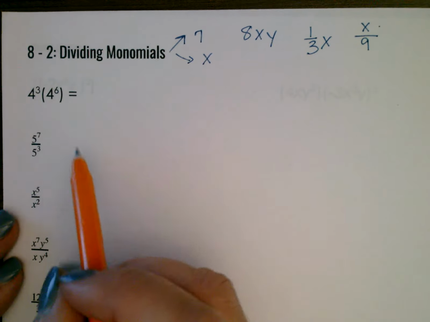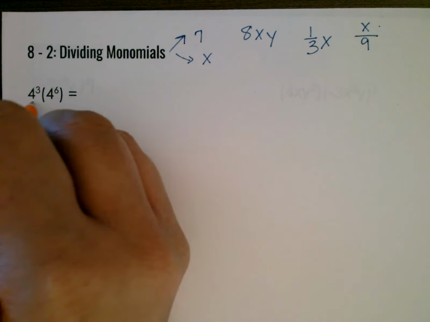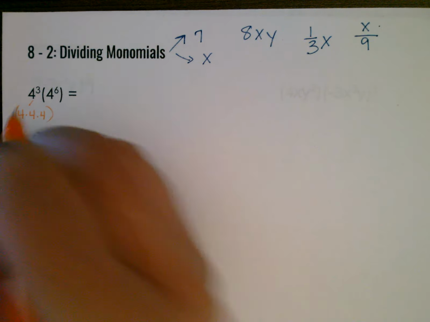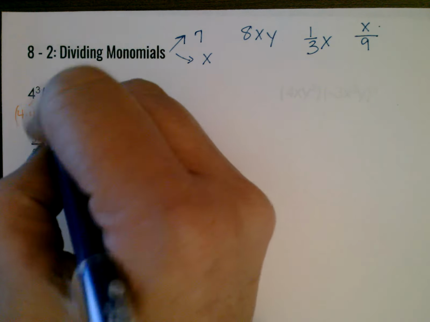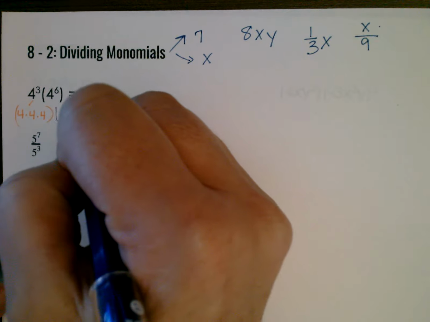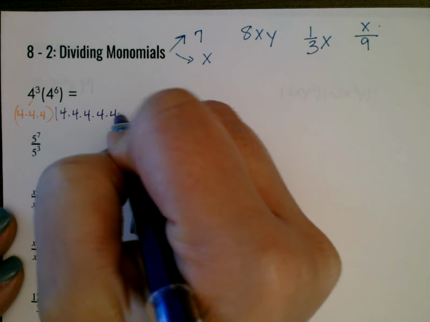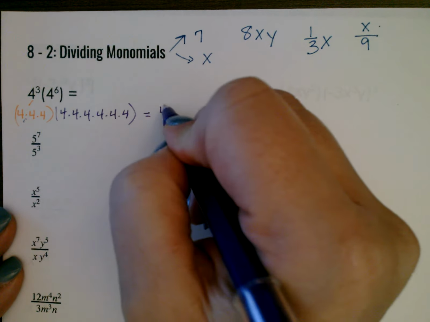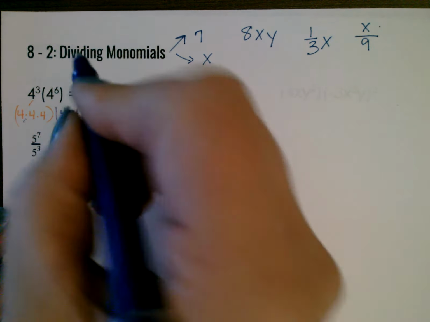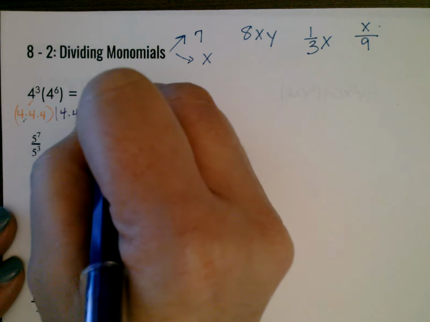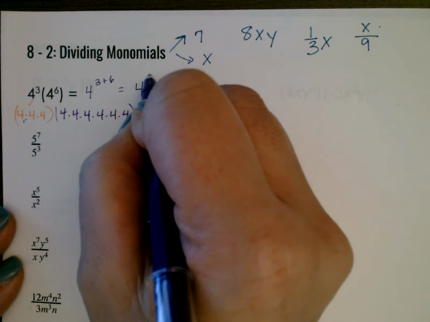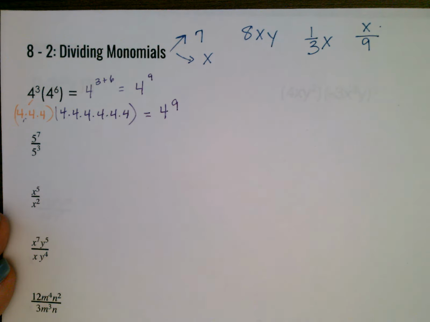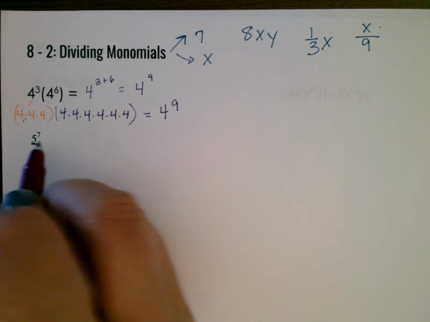Just a quick review. We talked about multiplication. This is 4 3's being multiplied together. And this would be 6 4's being multiplied together, for a total of 9 4's being multiplied together. So you get 4 to the 9th power. Now we're going to switch to division.